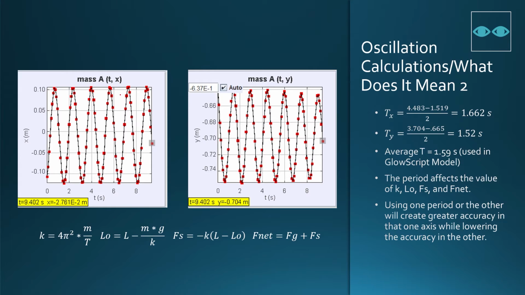Here are the position graphs over time for both the x direction and the y direction. You can see my calculations for the period in the x direction and the y direction here. I used the average period as using one period over the other would create a greater accuracy in one axis while lowering the accuracy in the other. Since the period affects the k constant, the initial length, the spring force, and the net force, I had to split the difference in order to create a more accurate model.